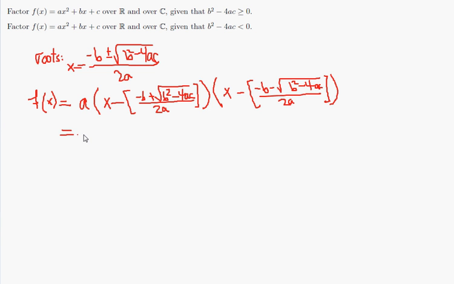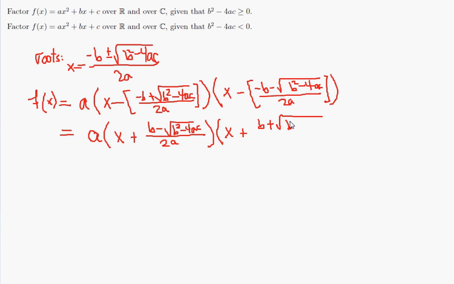And this can be simplified slightly, so let me distribute the negative sign. So x plus b minus square root of b squared minus 4ac over 2a times x plus b plus square root of b squared minus 4ac over 2a.